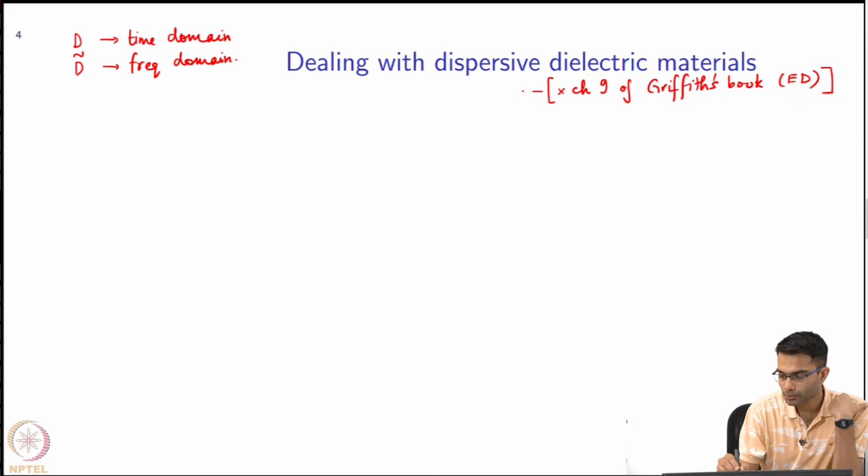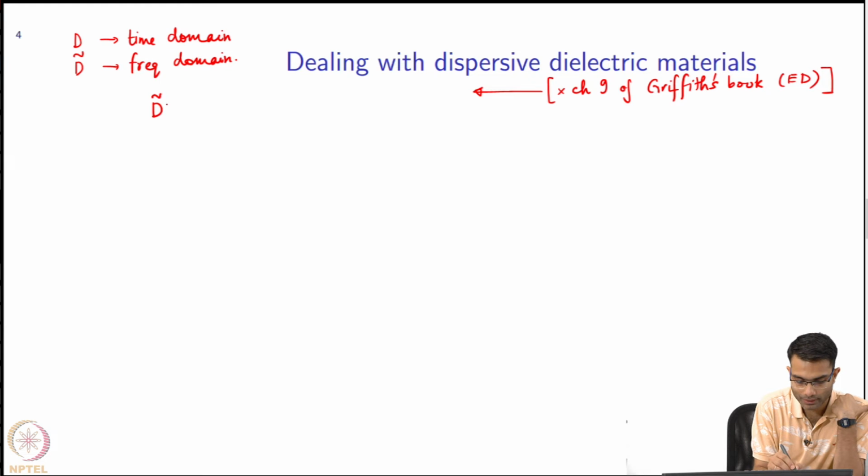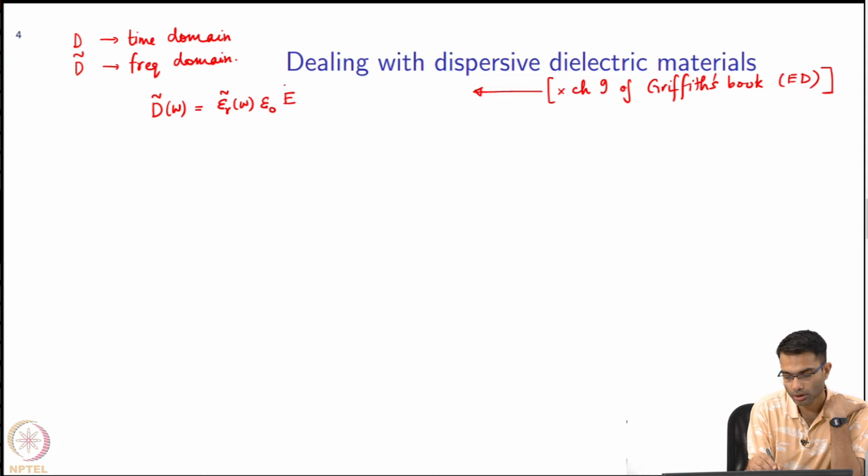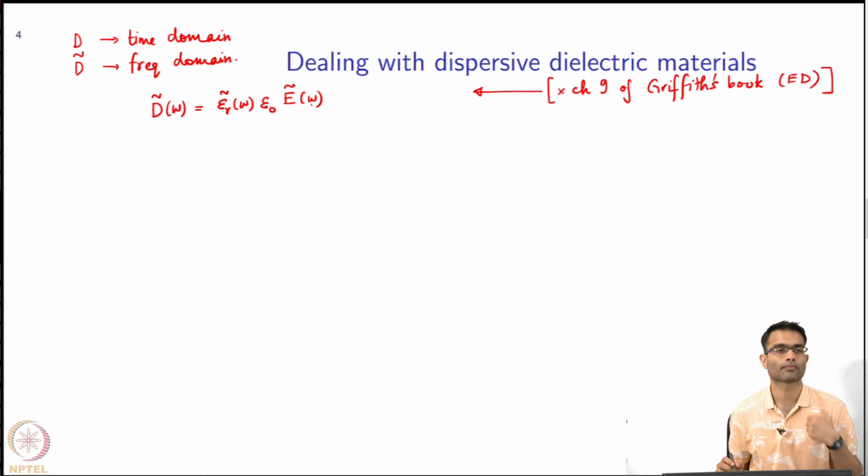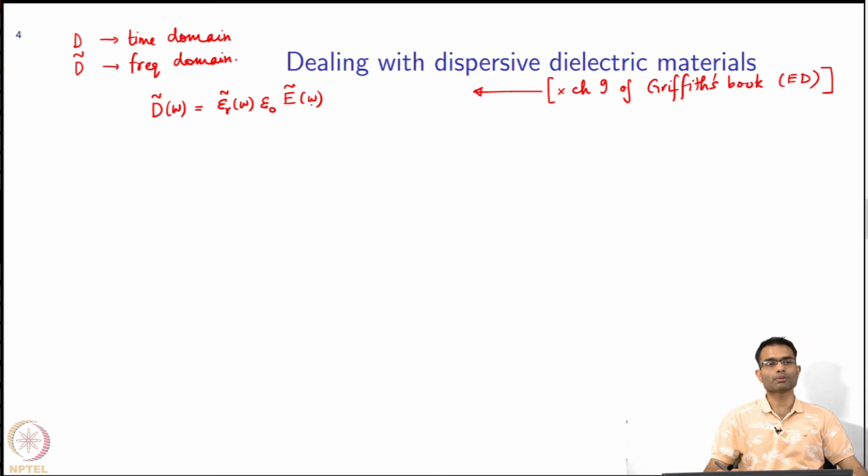So as a conclusion of this discussion in Griffiths, what you get is that D tilde, as a function of omega, is actually epsilon_r times epsilon naught, where epsilon naught is vacuum, right. So this relation that we have been blindly writing every time, that D is equal to epsilon E, strictly speaking is true, but in the frequency domain, not in the time domain.